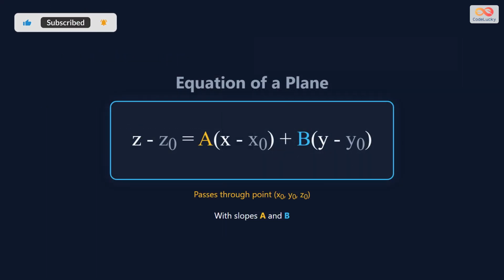Here is the general equation for any plane passing through a point. It looks very similar to the point-slope form of a line, but now we have 2 slope terms, a for the x tilt and b for the y tilt.